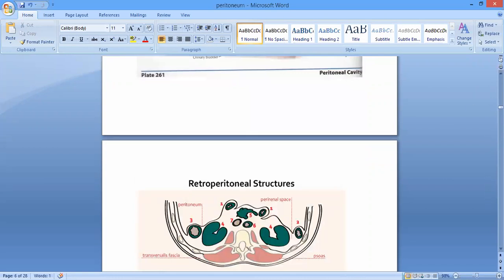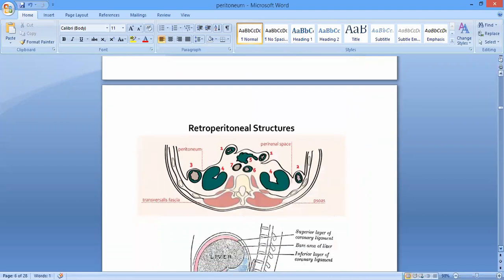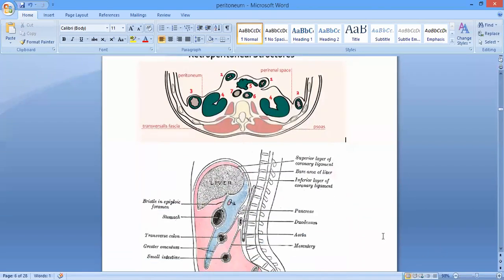Now this is the schematic presentation. You can see this is the posterior abdominal wall, right? The parietal peritoneum is lining it as it comes along. When it comes over here, it is going to reflect over certain organs like this. This is the line of attachment of the parietal peritoneum along the posterior abdominal wall.